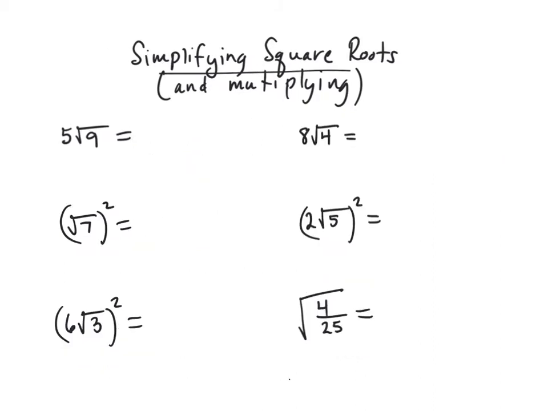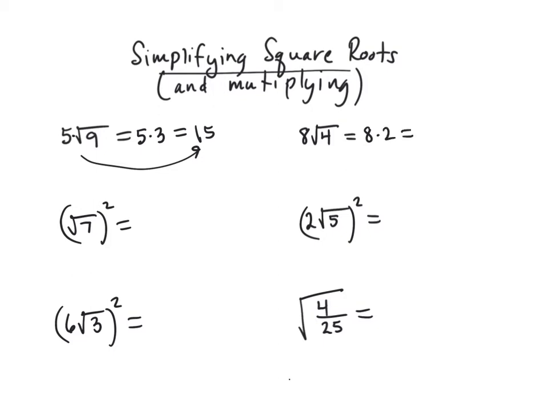A few more examples of simplifying square roots. 5 root 9, 5 radical 9, remember, is 5 times the square root of 9. This is 5 times the square root of 9, which is a whole number, 3. And 5 times 3 is 15. 5 root 9 is equal to 15. 8 root 4, that's 8 times the square root of 4, and the square root of 4 is 2.